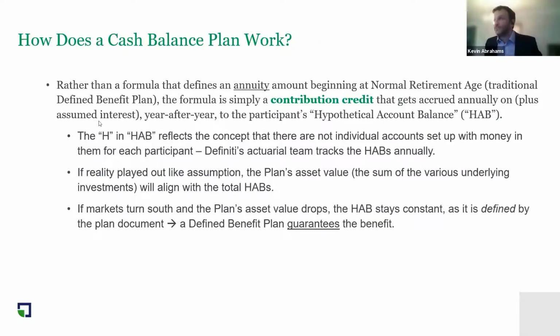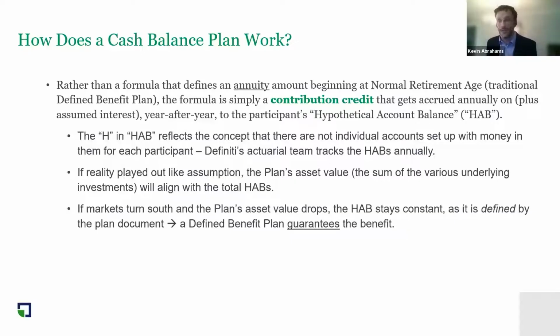So how does it work? Rather than defining that monthly annuity down the road that someone could take out, we basically just write into the plan document that each employee, and there could be several different groups, an owner group, a spouse group, an excluded group, has a formula that applies to them that says they get a contribution credit applied each year. That has nothing to do with any investments. That's based on how the plan is originally designed.